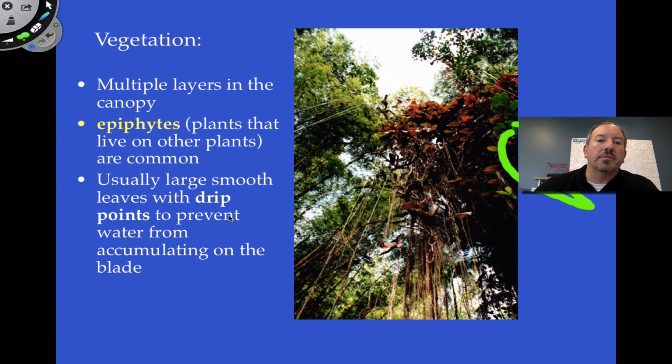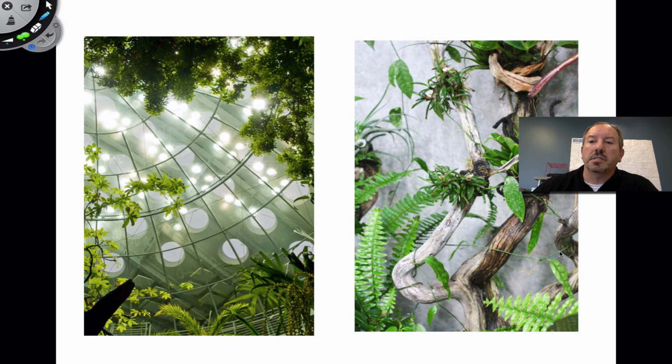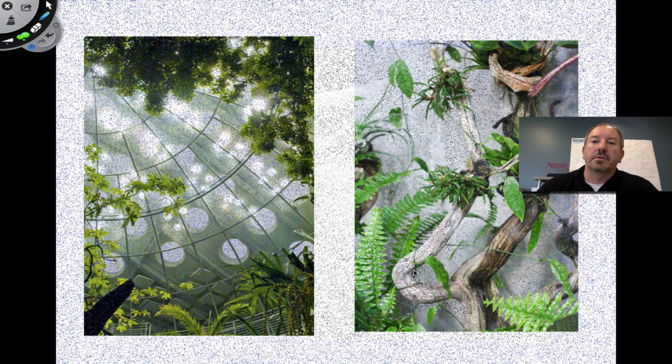And so it has this ability to make sure that the water doesn't accumulate. That's kind of interesting. You can see it here, these little drip points right here. This is inside the tropical rainforest of the Academy of Science. These are an example of epiphytes. They're growing upon other plants right here.